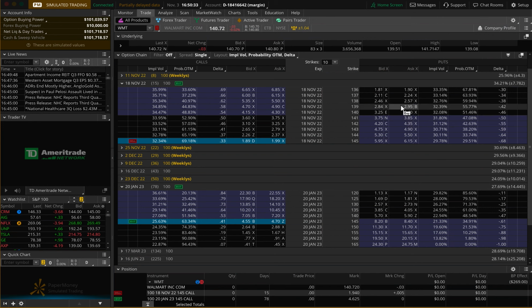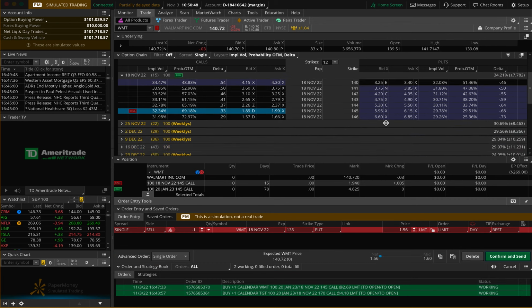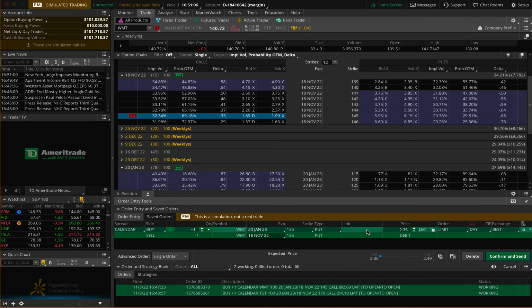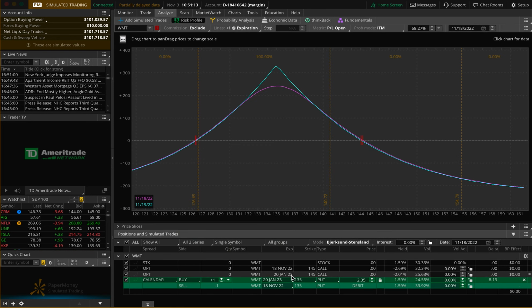We would sell the 135 and we would buy, yeesh, whoa, what is this? What is this going on here? Okay, so we sell the one, yes, it's selected, the 135, and buy the 135. So there we go. Okay, so there is our put calendar, and if we analyze this, this should be, yep, Walmart put.